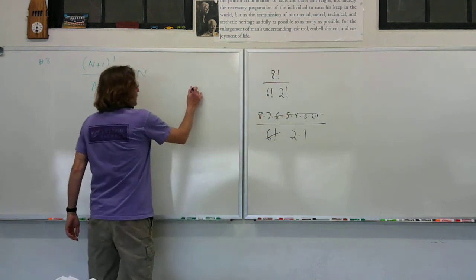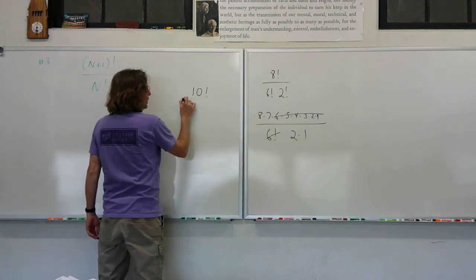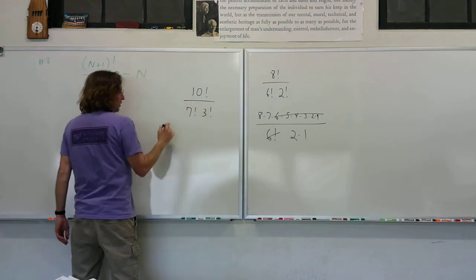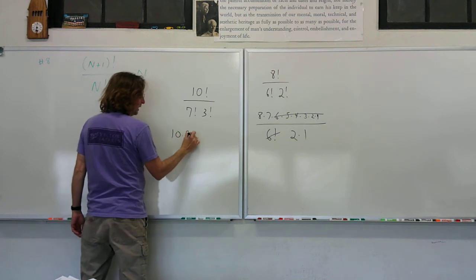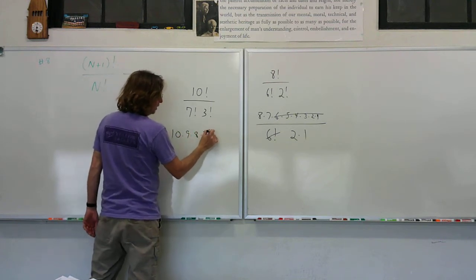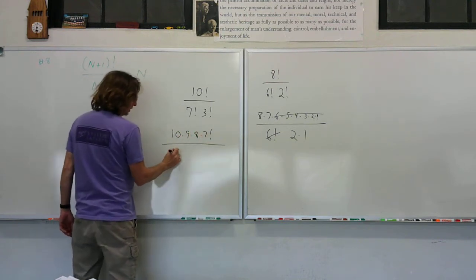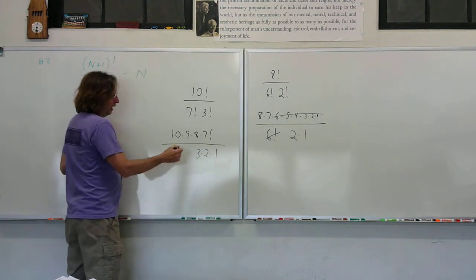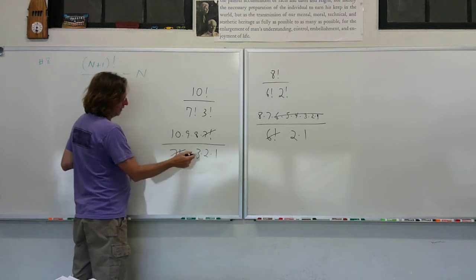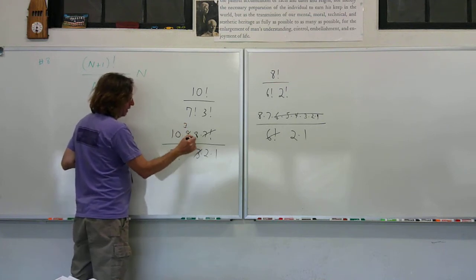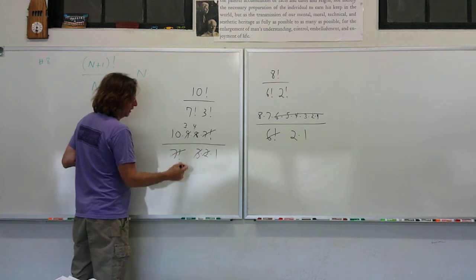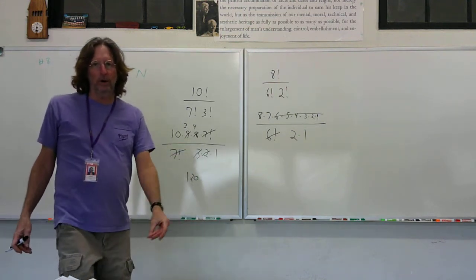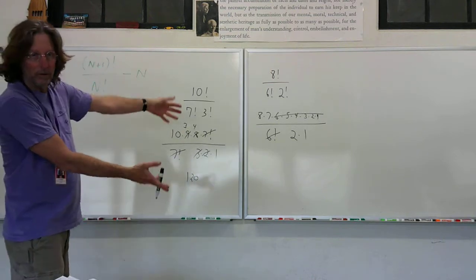So say you had 10 factorial over 7 factorial times 3 factorial. Well, the 10 should just go 10, 9, 8, 7 factorial, over 7 factorial, and then do the 3 times 2 times 1. And then your 7 factorials divide out. 3 goes there, 3, 4, and I get 120. And that's the way you reduce factorials when there are numbers there.